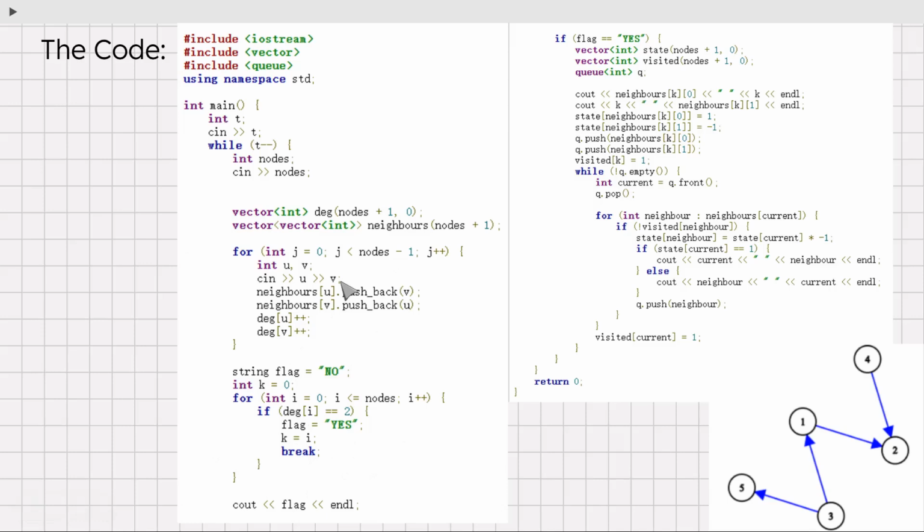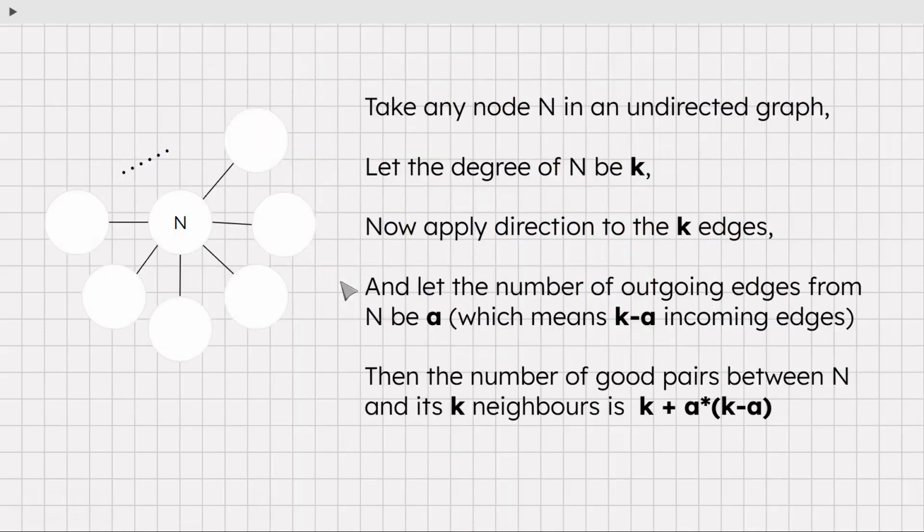If not, it comes back to my previous formula of k plus a times k minus a. If we do not have a node of degree 2, what will happen? Well, there are two scenarios basically. One is that we're falling one short.